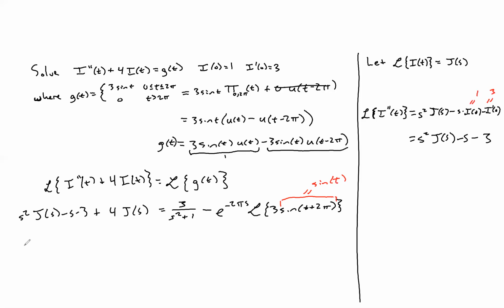All right, so what we have now is s squared times J of s minus s minus 3 plus 4 times J of s, then we've got 3 over s squared plus 1 minus e to the negative 2 pi s. And then the Laplace transform of sine of t is 1 over s squared plus 1, and we've got that times 3, so we've got 3 over s squared plus 1.